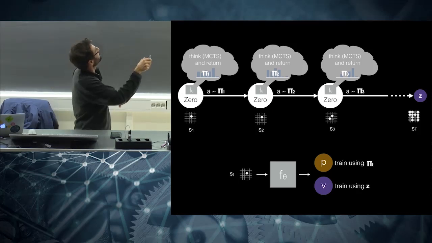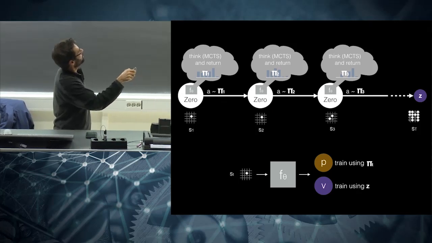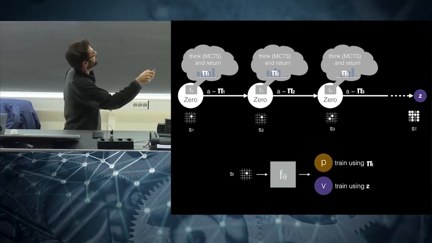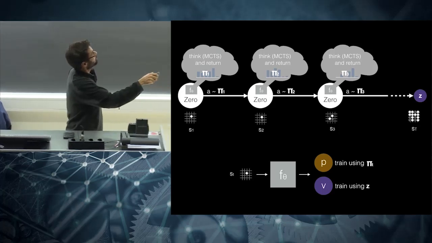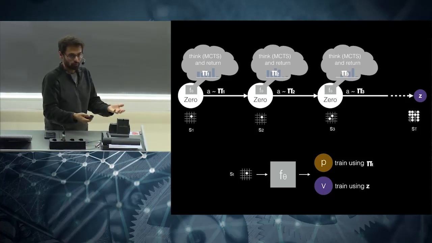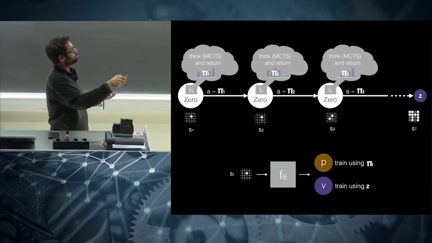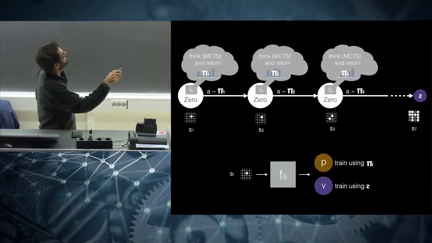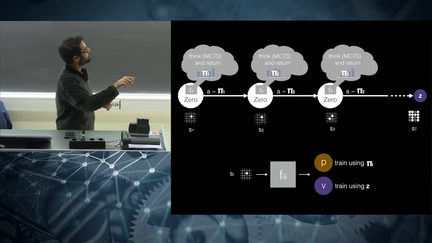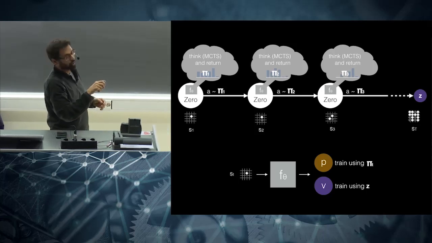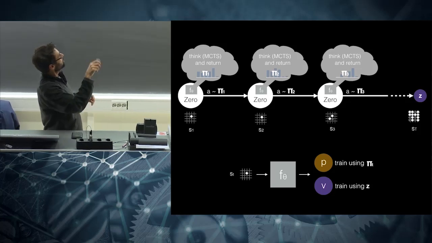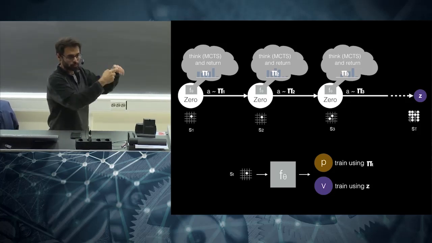And that policy that it spits out at every move is stored. The actions are stored. At the end, there's a result of the game. It could be win, loss, or draw. That is stored. And these things can be used to improve this value and policy network, which is itself being used to search the tree.